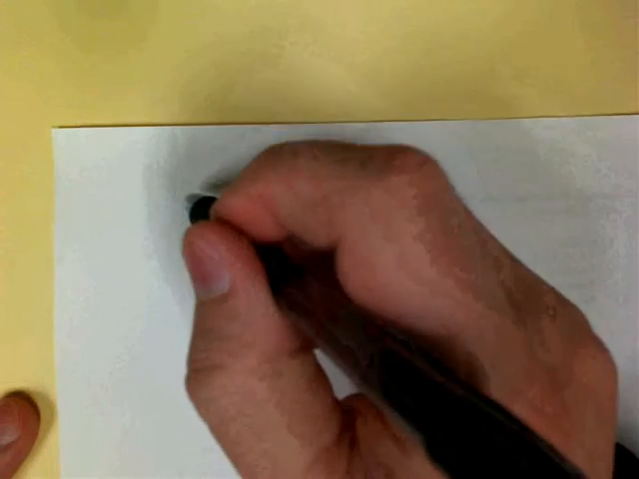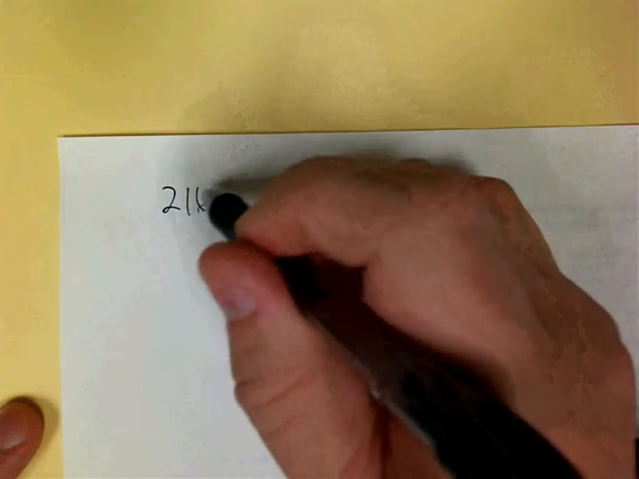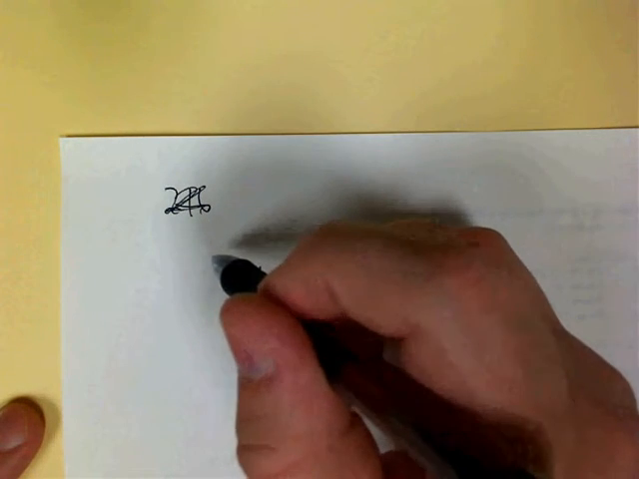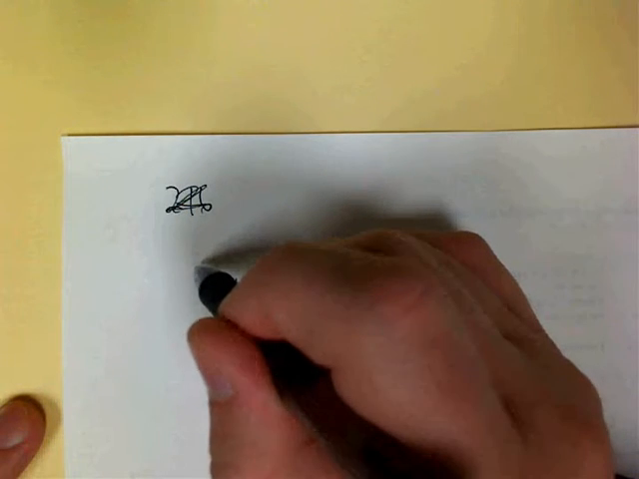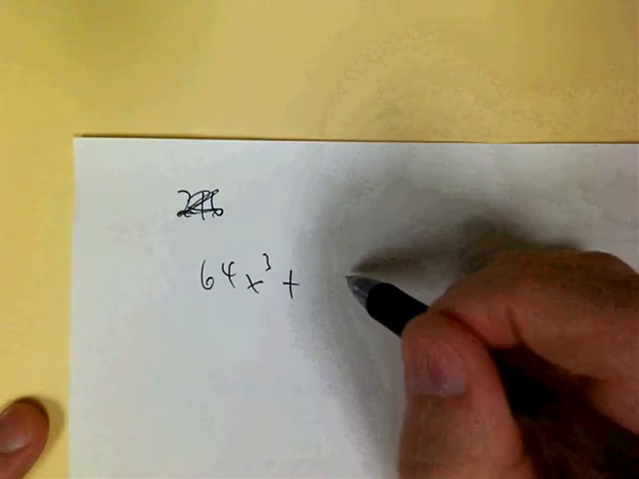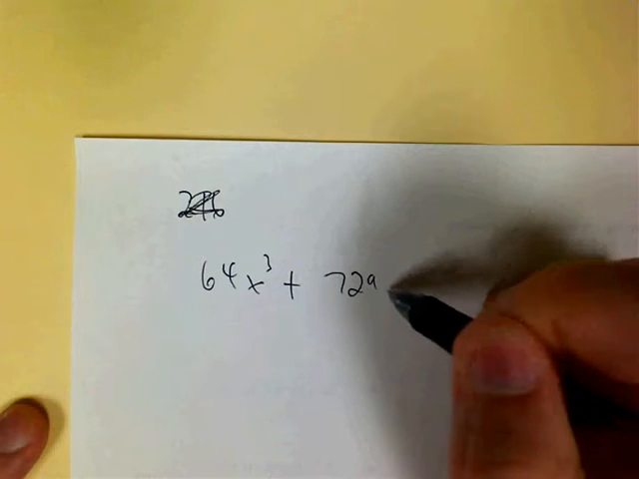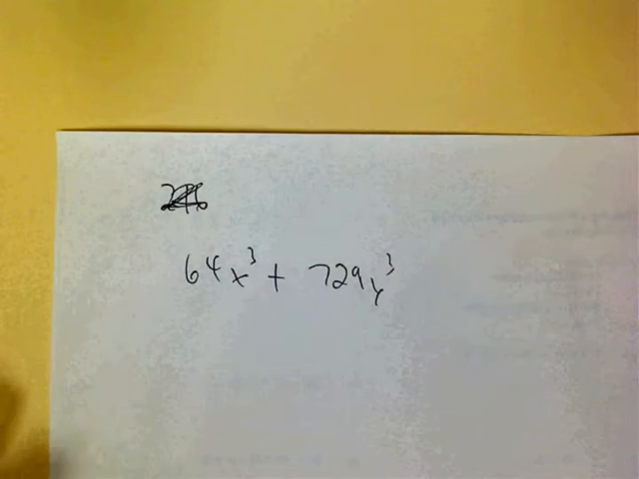Just to make sure, I want to do one more. Let's just make one up. I'm trying to find one that doesn't have anything in common. Let's just do 64x cubed plus 729y cubed. I want to make sure 729 is one of those.